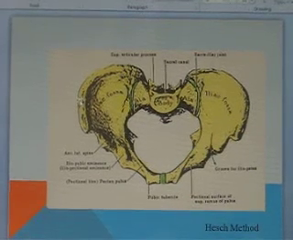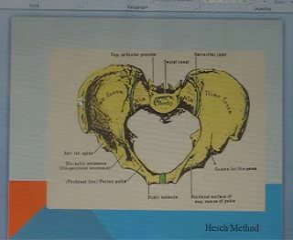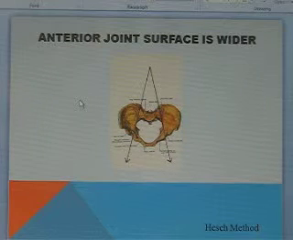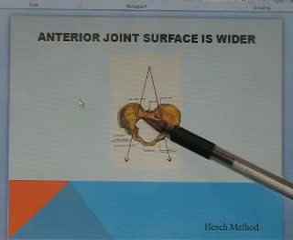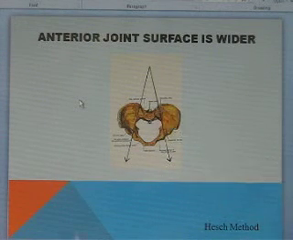Here's a top view of the entire pelvis in the transverse plane. It's useful to know that the front of the SI joint is wider. The front of the sacrum is wider than the back of the sacrum.